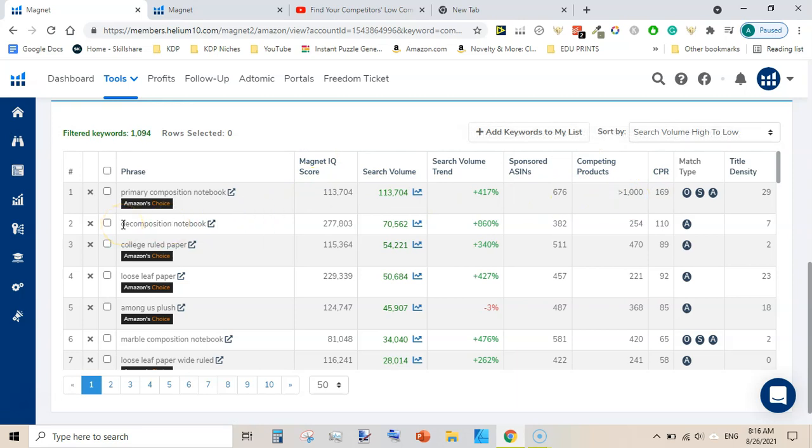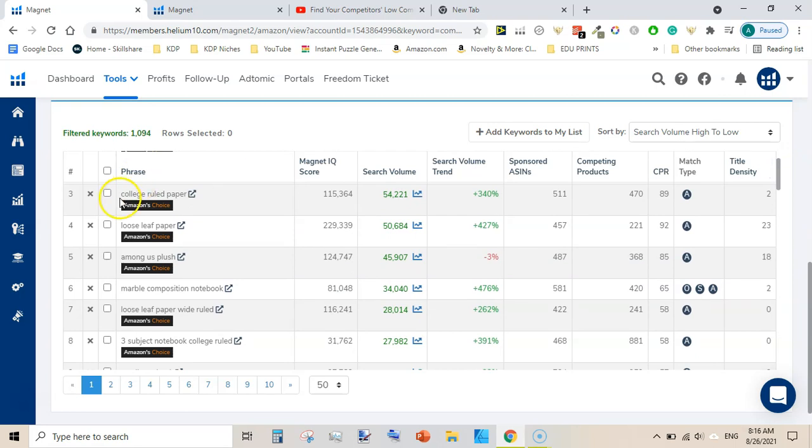So this was very new to me, decomposition notebook. I think that is a notebook created from already recycled paper or used paper. That's what I could understand about. This had huge demand, but it has very low competition. You can search it, and you can also create this one, decomposition notebook. Okay, next is college ruled paper. Magnet IQ score is very high, search volume is very high, again 54,000, and competing products are 470 only. Okay, this is marble composition notebook, and it has 34,000 search volume and it has 420 competing products.